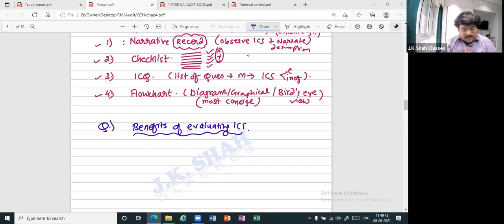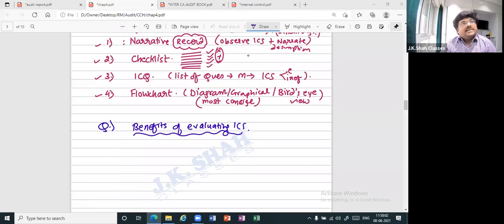Basically, I hope you realize you people evaluate ICS because then you will come to know whether the ICS is actually set up properly by the management or not, whether the management have actually discharged their function of setting up ICS properly or not, whether ultimately the frauds and errors exist and if they exist, in what area. So it helps to identify the significant audit areas, especially where the ICS is weak.